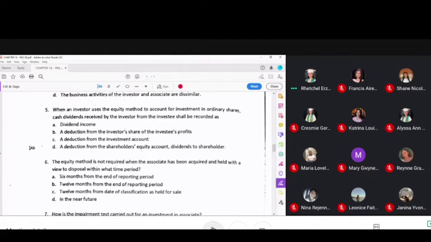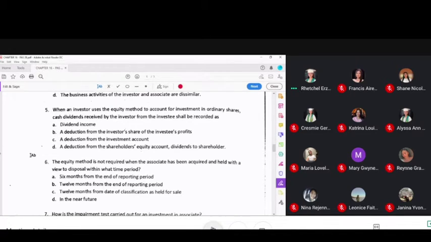The same here. When will there be a withdrawal for investment in associates? If the investor receives something from the investee or the associate. When will that happen? It is when the investee or the associate declares dividends. If the associate gives out cash dividends, the cash received by the investor will be treated as a withdrawal. What then is the effect? The investment in associate account will be reduced by the amount of cash received as dividends.